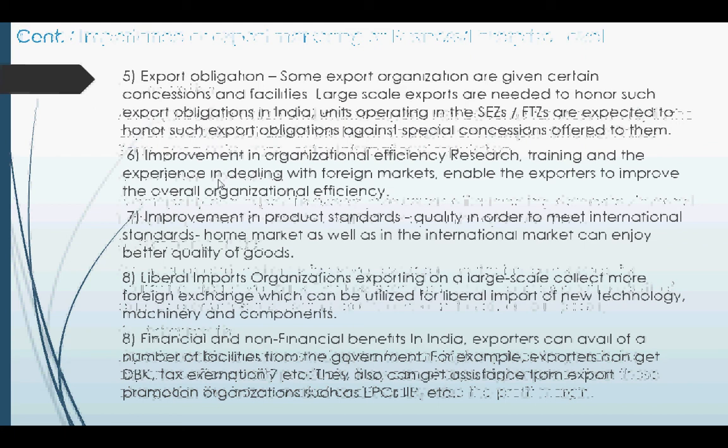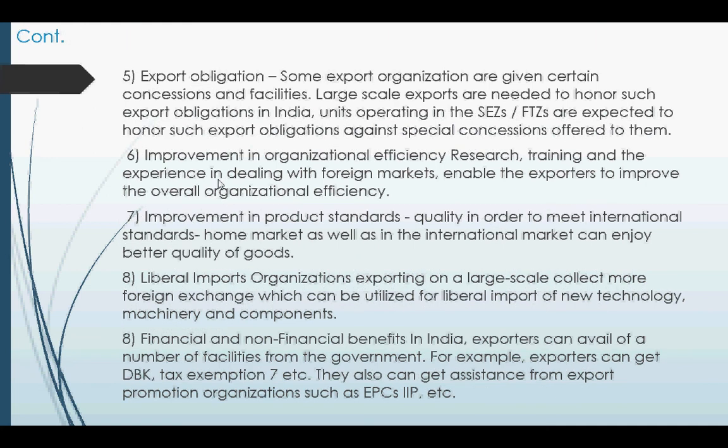Export obligation. Some export organizations are given certain concessions and facilities by the home nation. Large-scale exports are needed to honor such export obligations, especially in India. Units operating in special economic zones are expected to honor such export obligations against special concessions offered to the export firms.